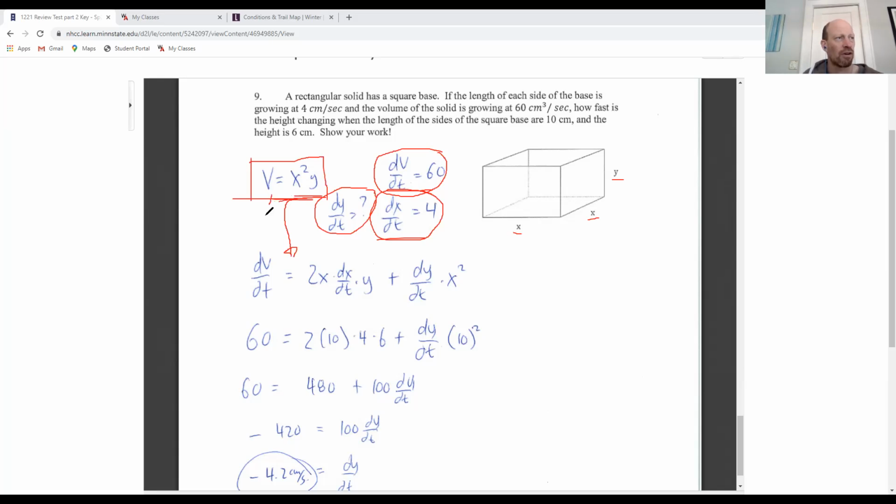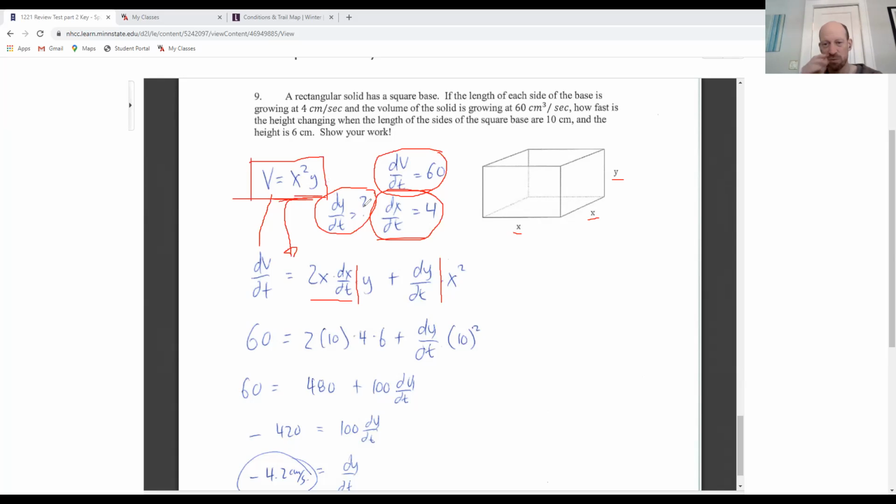So the derivative of volume is dV/dt. And when I take the derivative of x squared y, that is a product. Both x and y are functions of t in this scenario. So the derivative of x squared is 2x dx/dt times y. And the derivative of y is, of course, dy/dt times x squared.